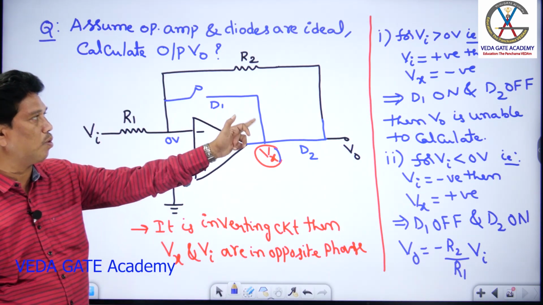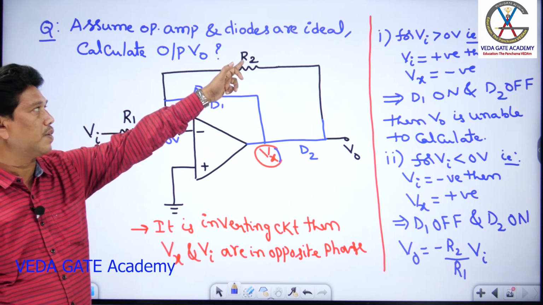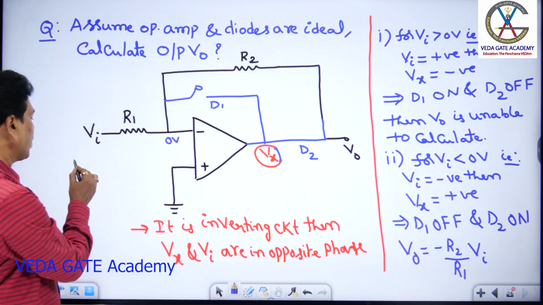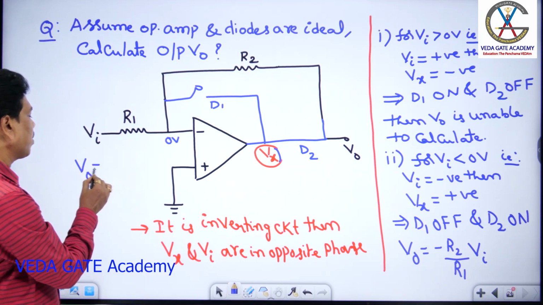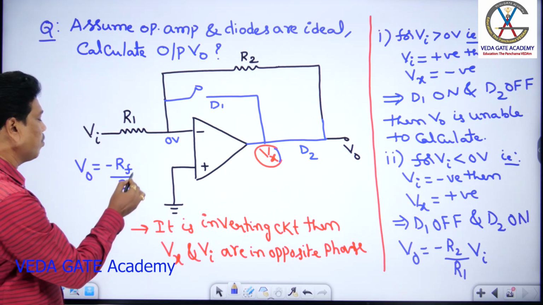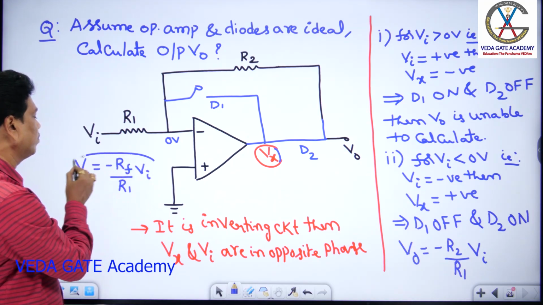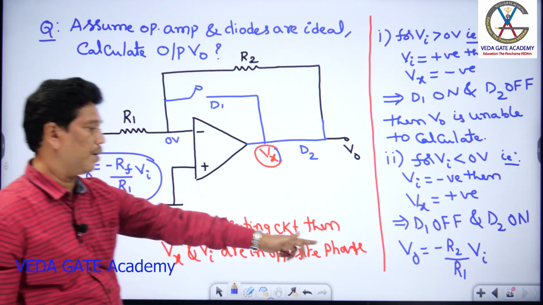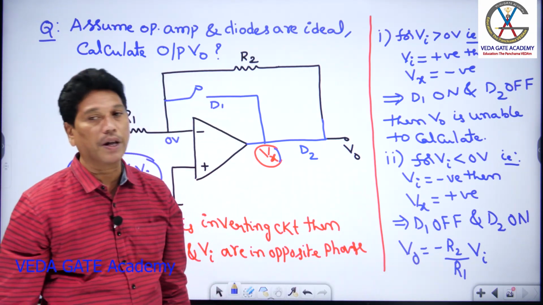So this diode D1 is open, no use. Rf is R2 and R1 is as it is. Already you know that the output of the inverting amplifier is V0 equal to minus Rf by R1 into Vi. So from that I write that value: Rf is nothing but R2, R1 as it is. Like this you can get the output of this circuit.